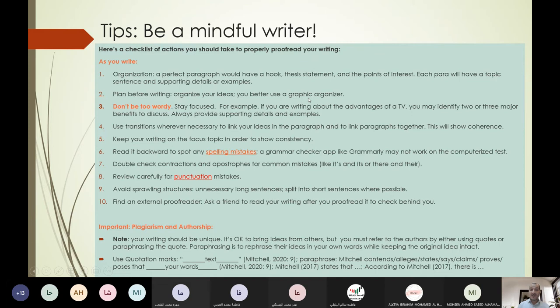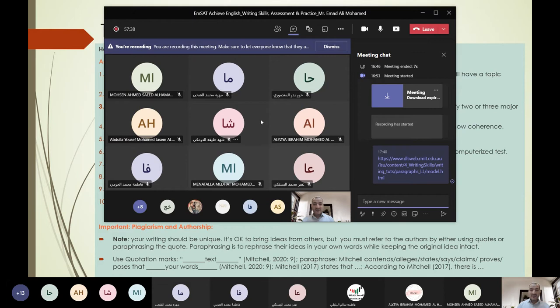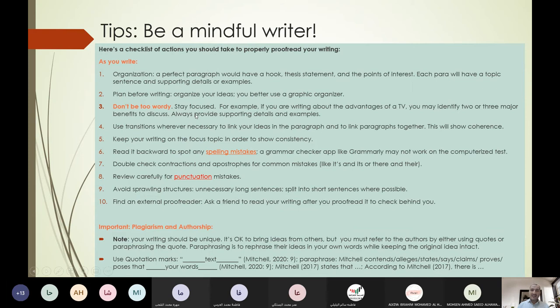Brainstorm for ideas. Don't be too wordy. This is a big mistake a lot of students make: too wordy, using unnecessary details, and using a word repeatedly many times. Stay focused. For example, if you are writing about the advantages of TV, you may identify 2 or 3 major benefits to discuss. Of course, you cannot cover all the points related to TV, so all you have to do is find 2 major points to talk about. Always provide details and examples.